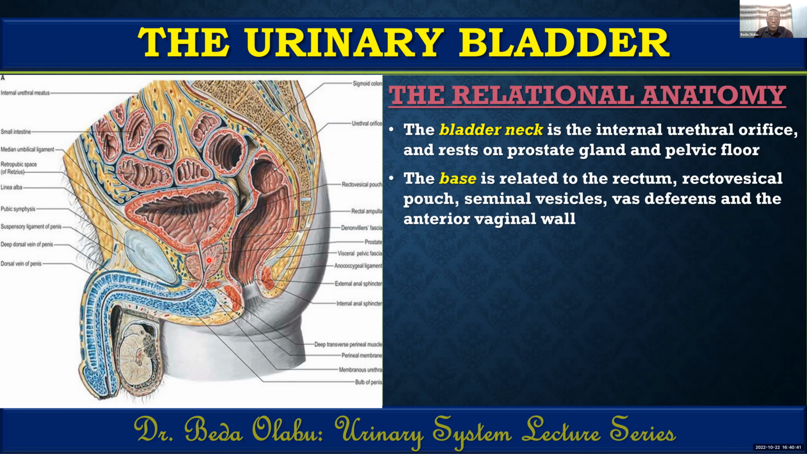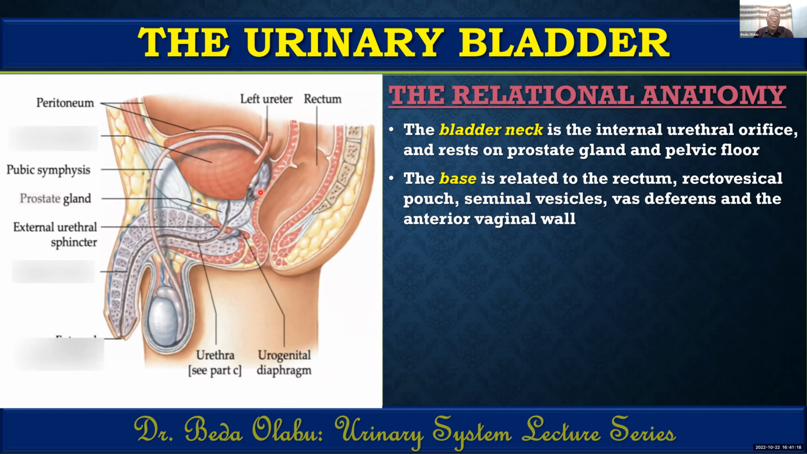The base of the urinary bladder is this region that is posterior. This base of the urinary bladder is related to the rectum in males. It's also related to the vesicorectal or rectovesical pouch. This is still in males. So this is the rectovesical pouch, the reflection of the peritoneum between the urinary bladder and the rectum. It is also related to the seminal vesicles, which are these ones.